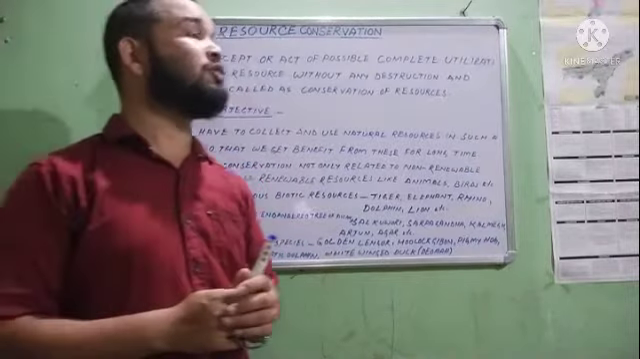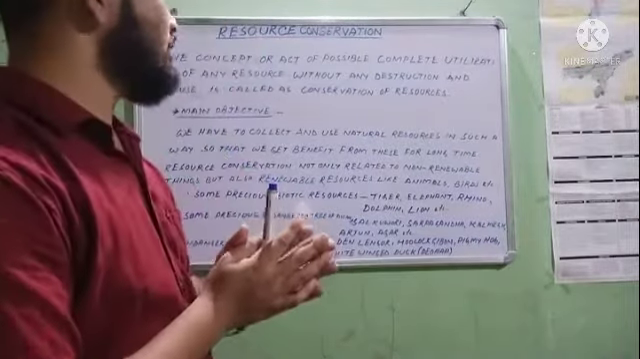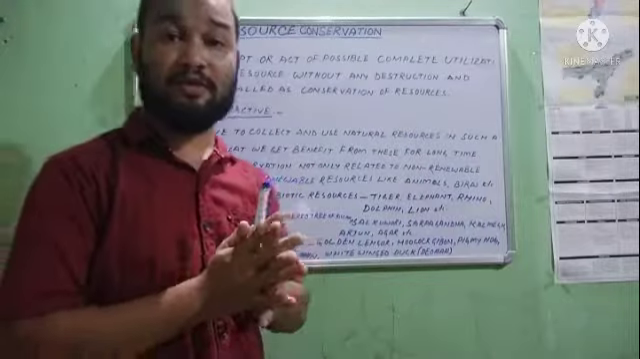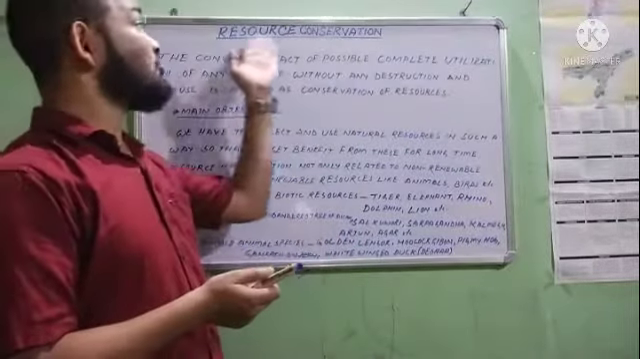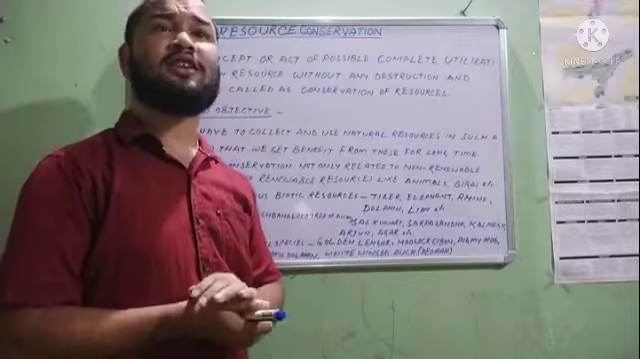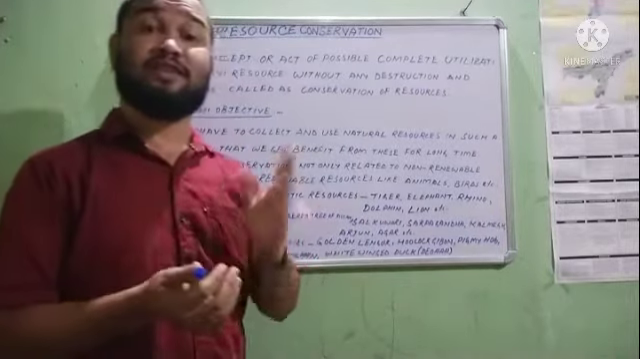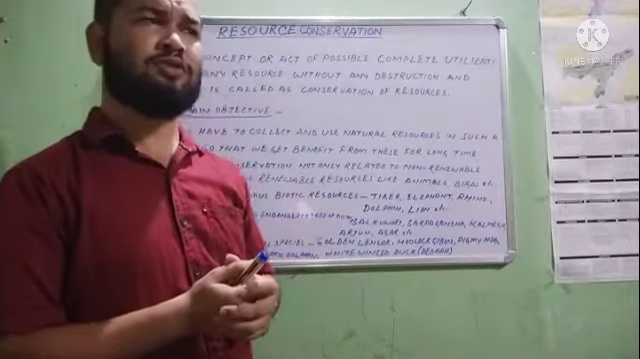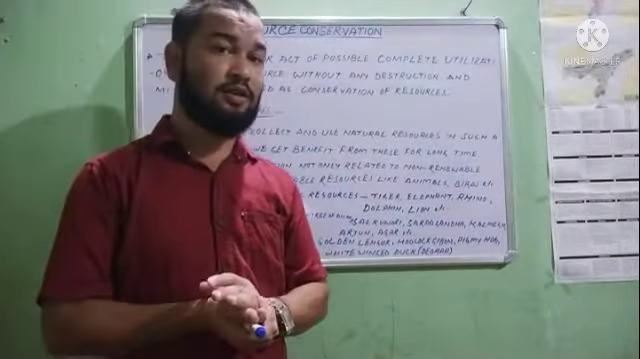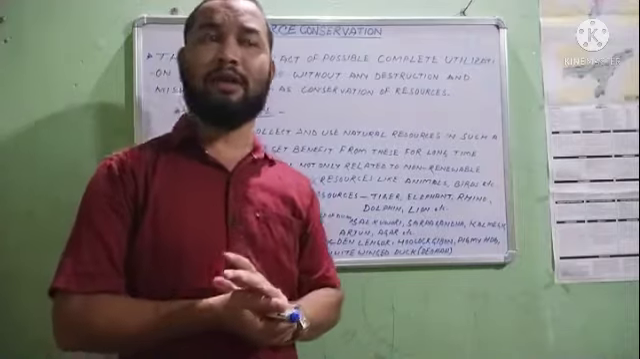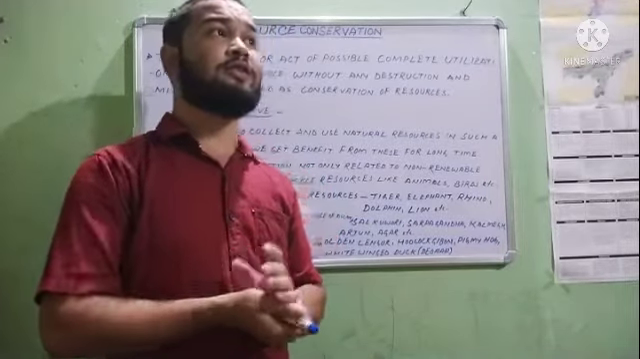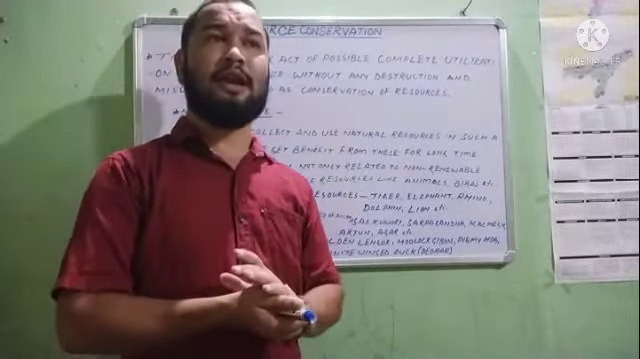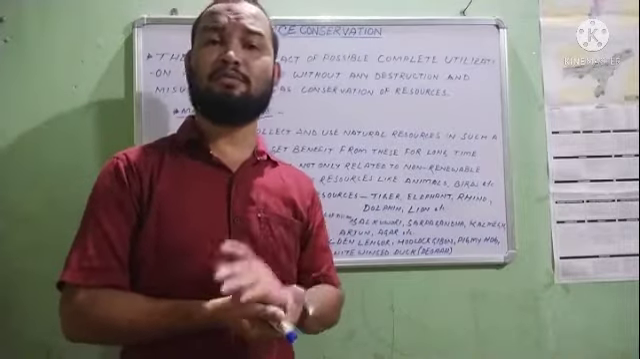Hello student, today we will discuss the next topic of syllabus chapter number 1, that is resource conservation. We have already discussed what is a resource, what is resistant, what is neutral stuff, and what are the characteristics of resources as well as classification of resources. That topic we have finished. So the next topic is resource conservation, its definition and its importance.